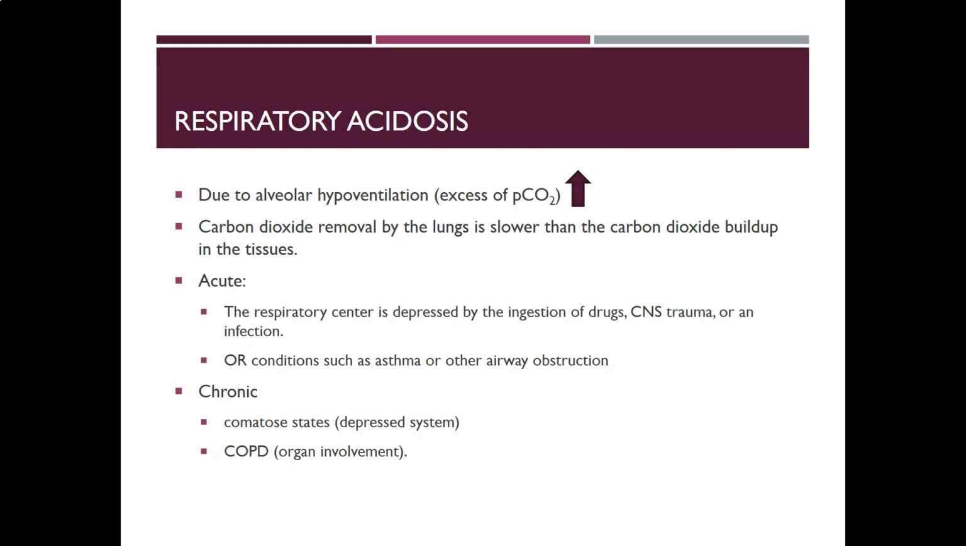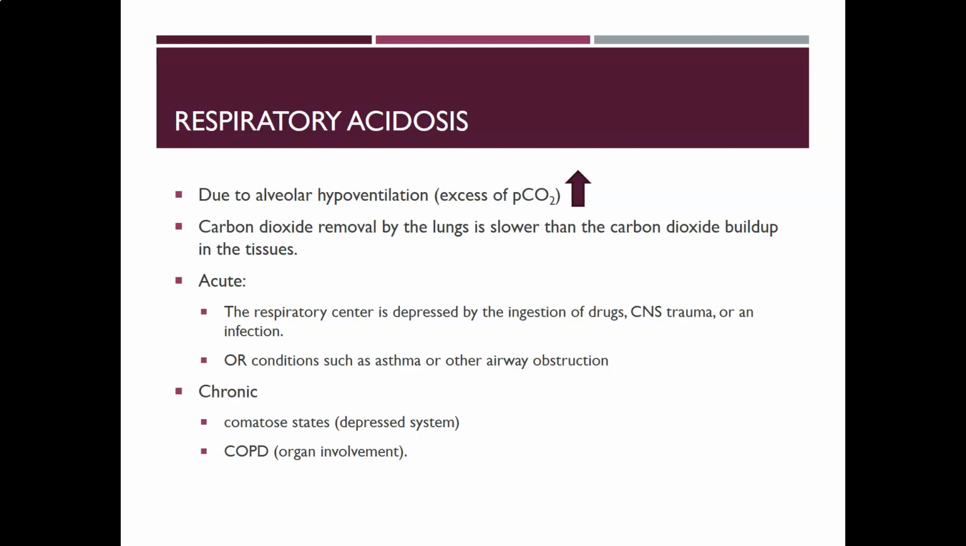In acute respiratory acidosis, the respiratory center is depressed by the ingestion of drugs, especially if you're taking a lot of downers and pain meds. It could be due to head trauma, central nervous system brain trauma, or an infection. Or it can be due to conditions such as asthma or other airway obstruction, if they were strangled or have something lodged in the windpipe. So that all will cause acute respiratory acidosis.